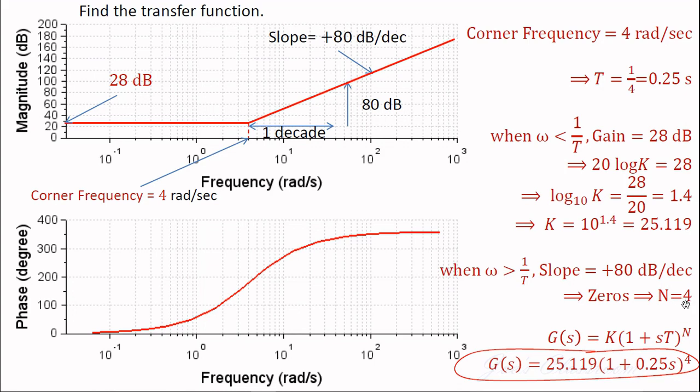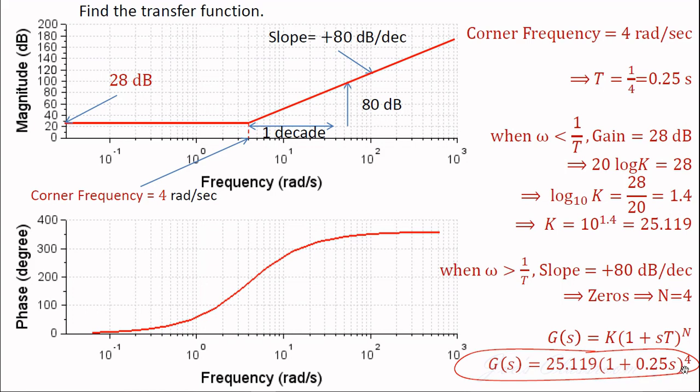Okay, n is going to be 4, and because it is a positive slope, it is going to be a zero. So this term is going to appear in the numerator. So the format is K into (1 plus sT) the whole power n, and we got all the values. K we got as 25.119, and T we got, and n we got.